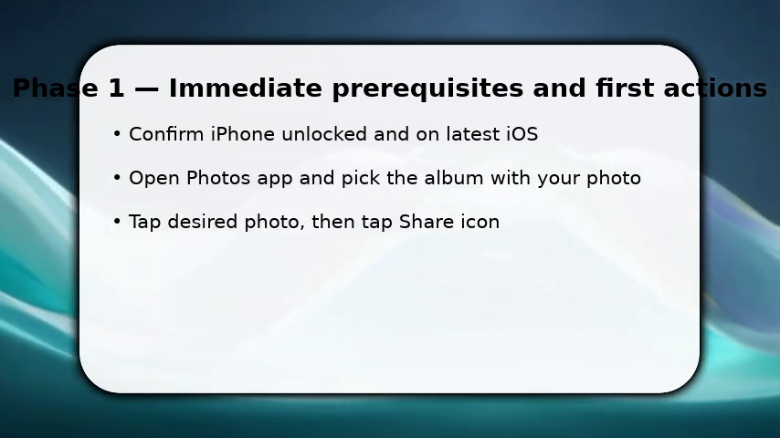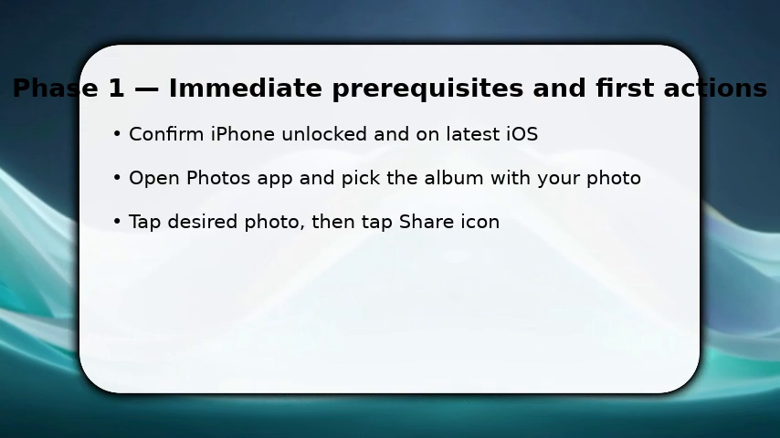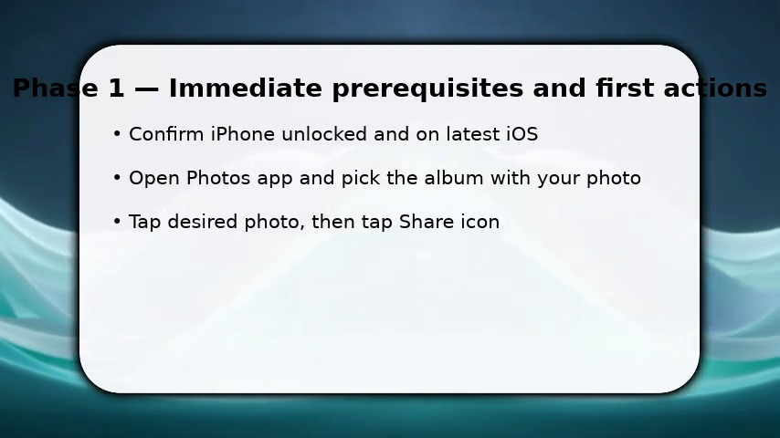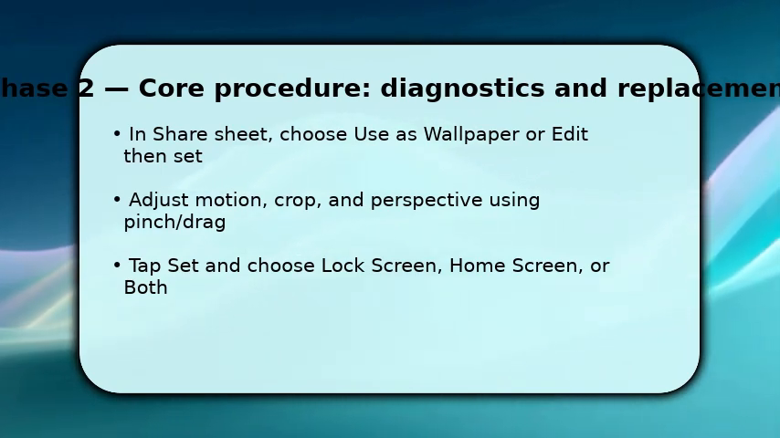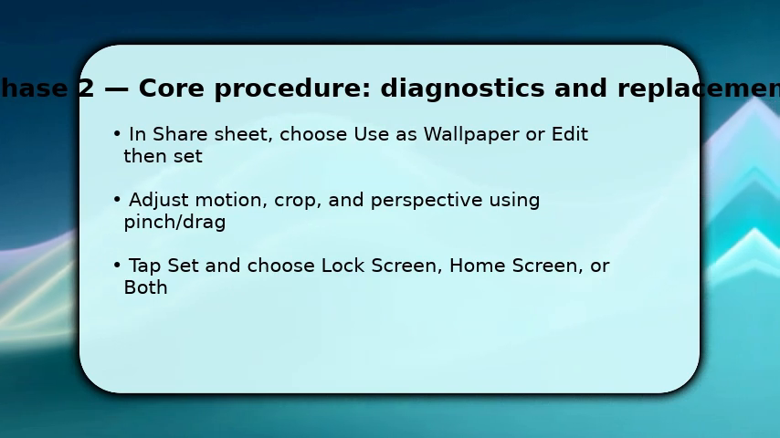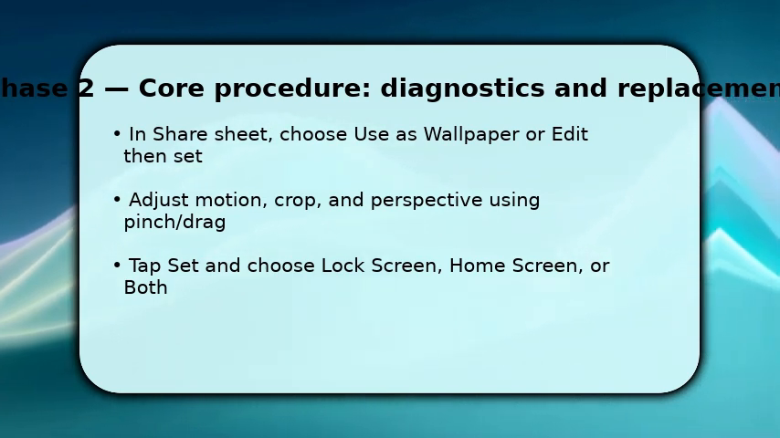Make sure to take this first set of taps calmly, because correct selection determines what appears on your display photo. Once the share sheet appears, choose Use as Wallpaper, or if you prefer, tap Edit first to crop and enhance. You should know why editing fixes composition before it becomes permanent.